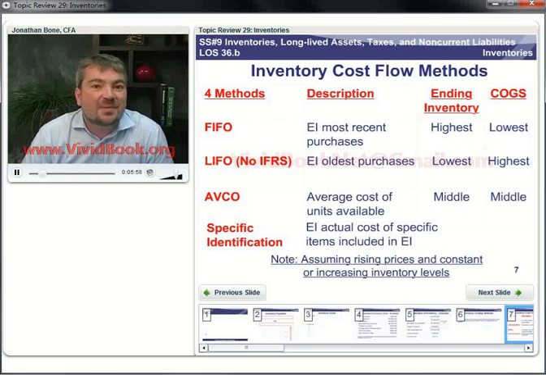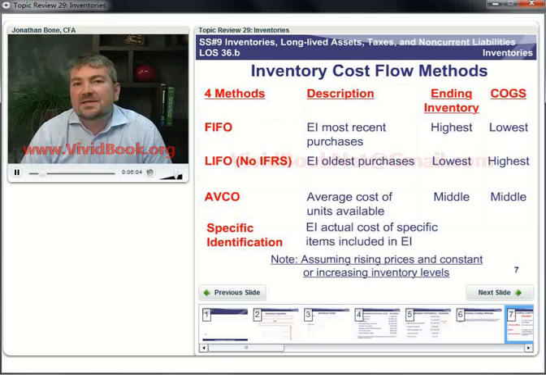Okay, so there's an extra method here called specific identification. Let's start off with FIFO. First in, first out is what FIFO stands for. The first goods that entered your warehouse were the first goods that you sold. In other words, it's assuming that you've sold the oldest items first, and as a result, your ending inventory must contain the most recent purchases.